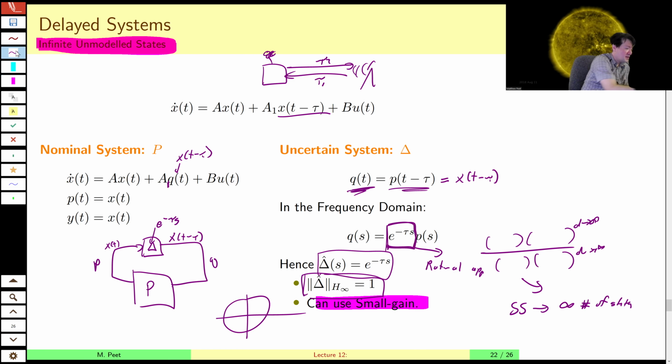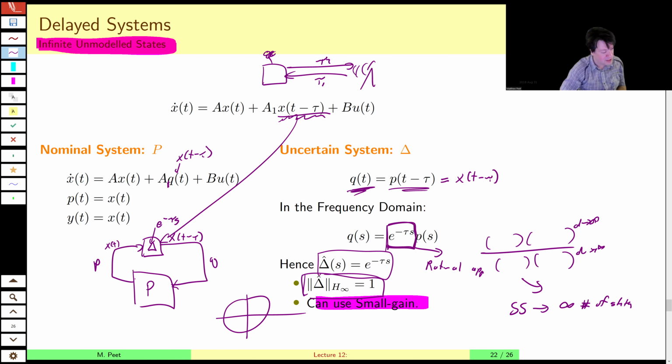So again, it's a way of taking the parts we don't want to deal with and putting them in a delta, so that we don't have to think about them too carefully, and then interconnecting it back into the original uncomplicated system, the linear, finite dimensional system.